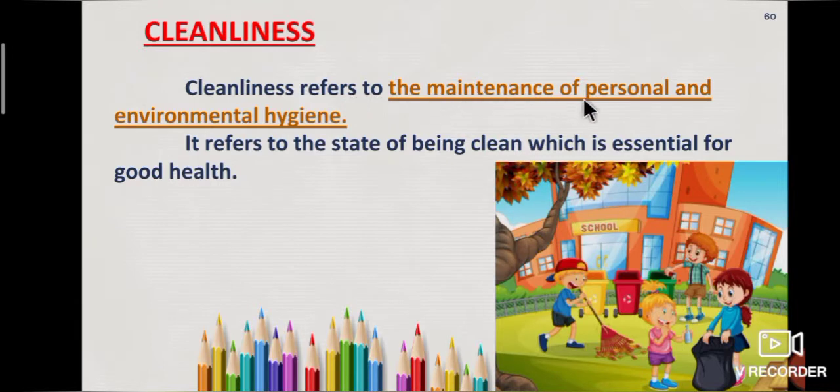Third one, cleanliness. Cleanliness refers to the maintenance of personal and environmental hygiene. It refers to the state of being clean, which is essential for good health.